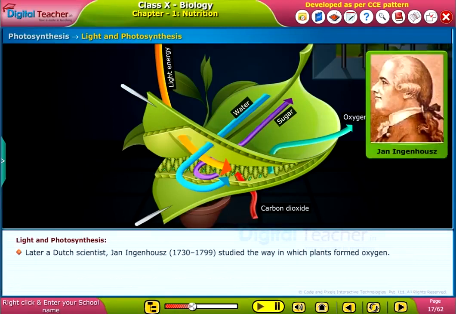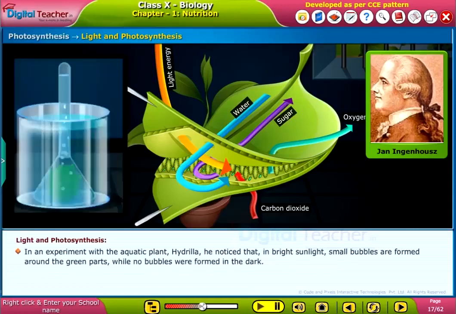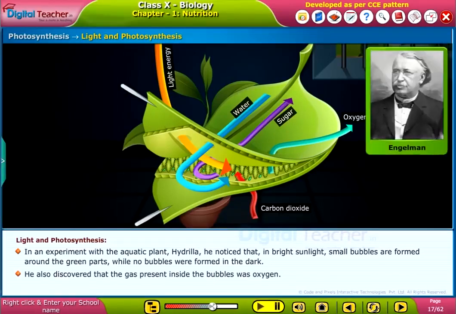Later, a Dutch scientist, Jan Ingenhousz, studied the way in which plants formed oxygen. In 1779, he observed that the formation of oxygen occurs only in the presence of light. In an experiment with the aquatic plant Hydrilla, he noticed that in bright sunlight, small bubbles are formed around the green parts, while no bubbles were formed in the dark. He also discovered that the gas present inside the bubbles was oxygen.